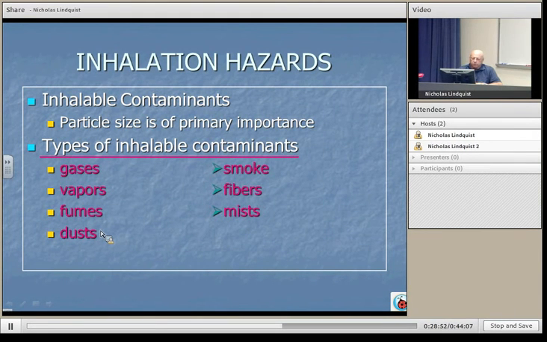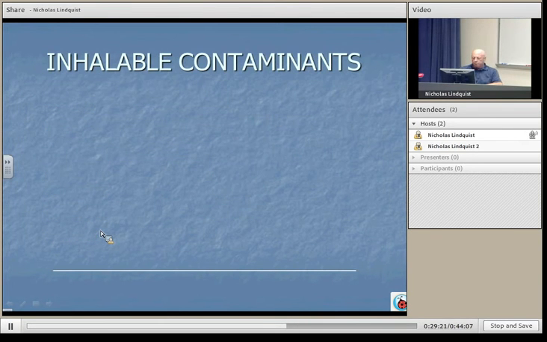Smoke, again, is going to be dependent on this particle size. Usually the particle size of smoke is very small, so it can get down into the lower regions. Fibers, again, fiber size is going to have an impact. But asbestos fibers, for example, easily are small enough to get down into the alveoli passageways. Mists, likewise, can go all the way down into the respirable lower regions of the respiratory system.